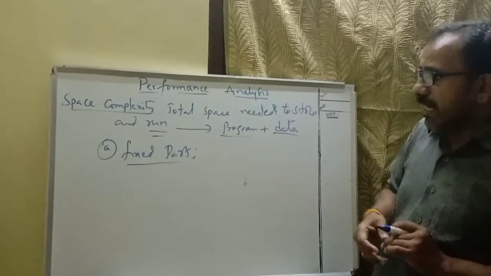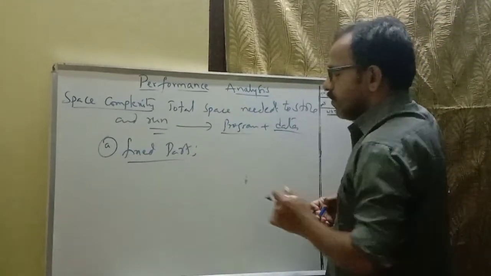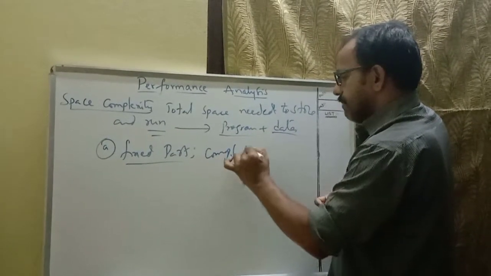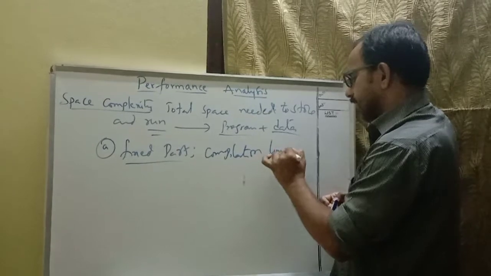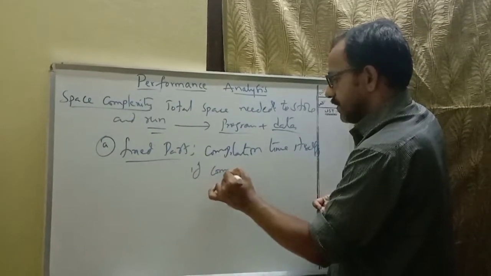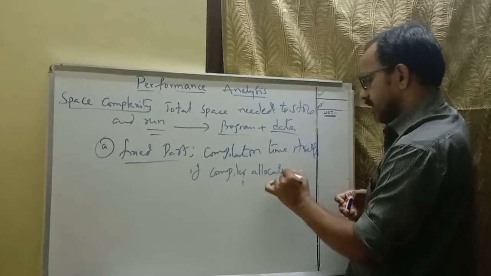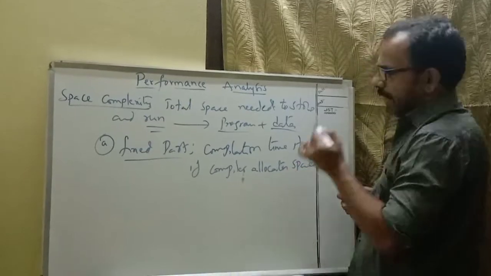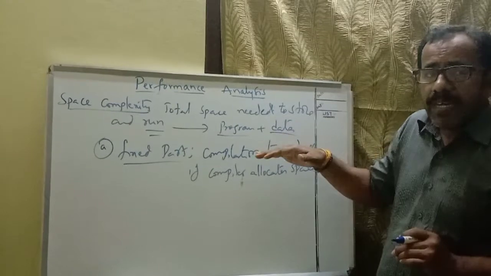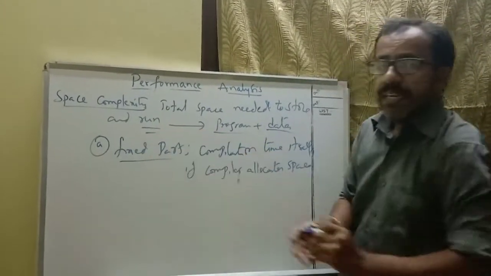I will show you here which are the items coming under fixed path. So what I told you, fixed path means at the compilation time itself, if the compiler allocates space, any parameter in the program or algorithm, if that particular parameter related space is allocated at compilation time itself, then that particular parameter is coming under fixed path.